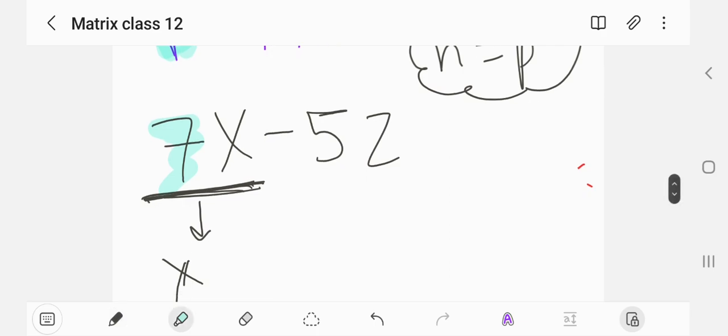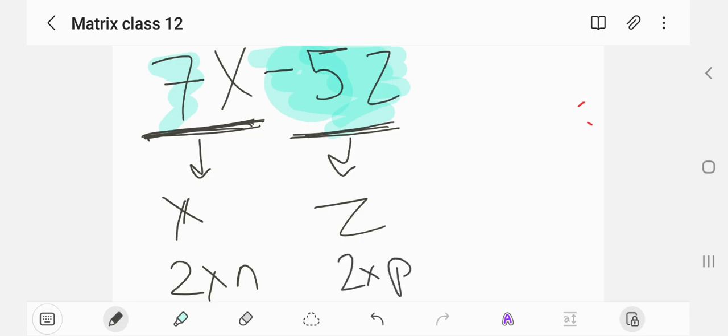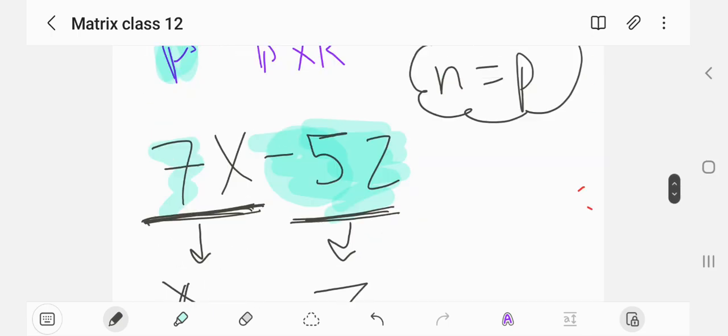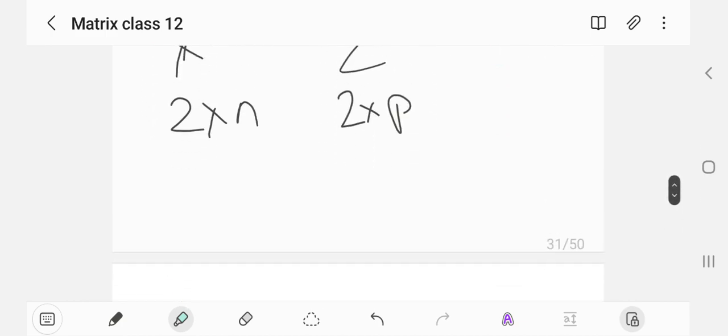Now go for this 5z. This 5z is also a matrix multiplication with a scalar. Here the scalar is minus 5, right? So again the order of this will be that of z, and the order of z which is given to me is 2 by p, right? Here is an addition sign also. See, I can write it like this. So here is the addition sign also. Now addition is defined only when the orders are the same.